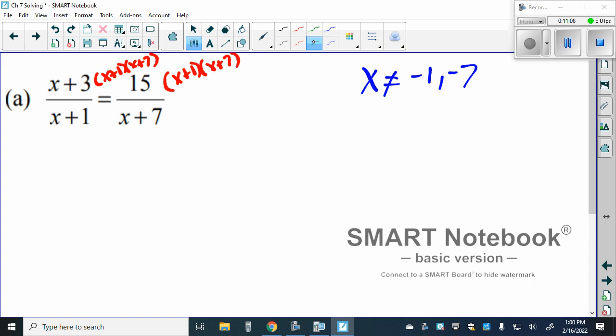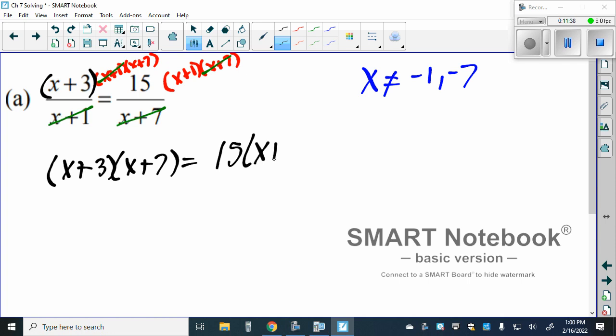And when we multiply, here the x plus 1 and x plus 1 will simplify out. Here the x plus 7 and x plus 7 will simplify. Now for the first one here, we have x plus 3 times x plus 7. If you do feel comfortable going on and multiplying that out, you can do that. But if you don't feel comfortable doing that all in one step, that's fine, because you can write it as x plus 3 times x plus 7. And we could write out the other side as 15 times x plus 1.